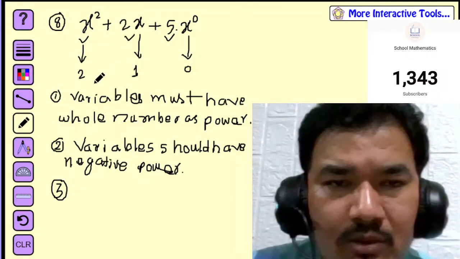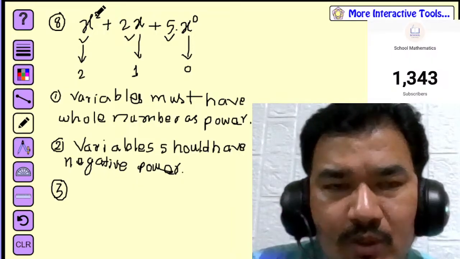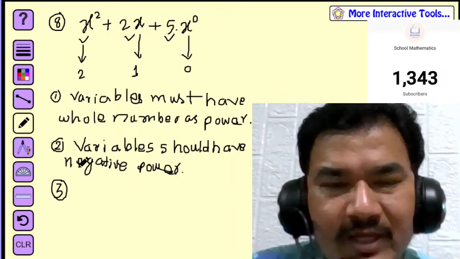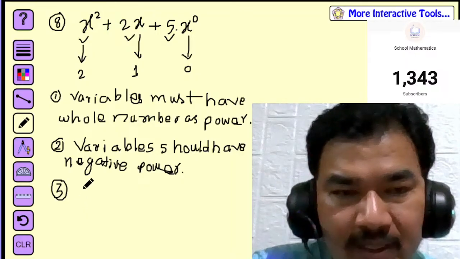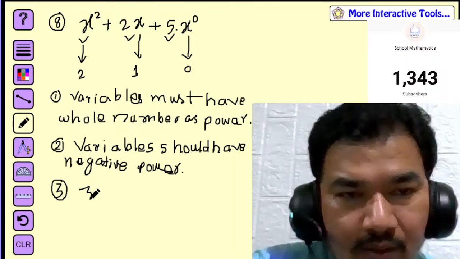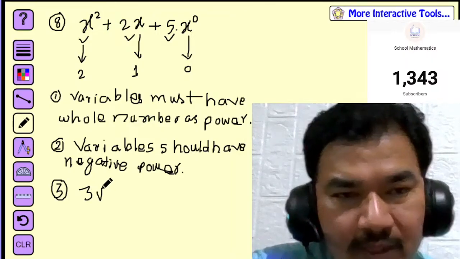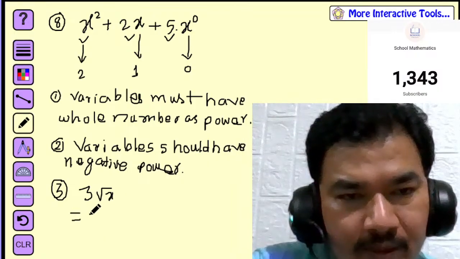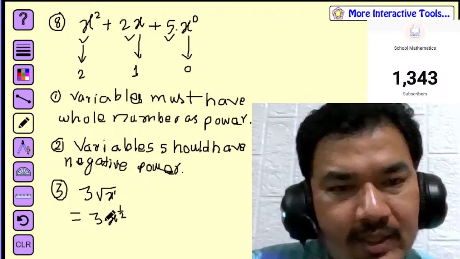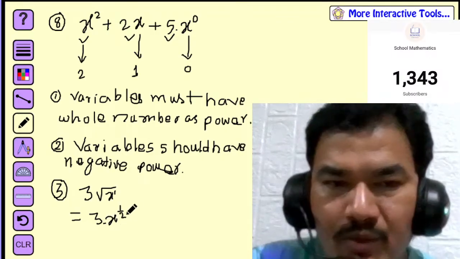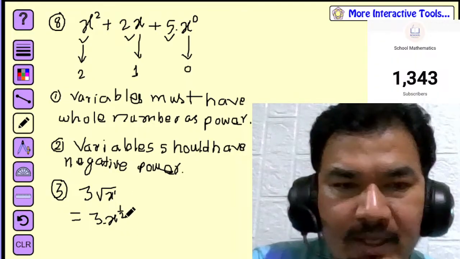The variables should not have fractional power. Fraction power means like this, look here. Suppose sometimes there may be given 3, and here is given root x. What does it mean? It means 3x to the power, its power is 1. When you cancel the root, that will be 1 by 2. 3 into x to the power 1 by 2. The variable should not have a fractional power like this.